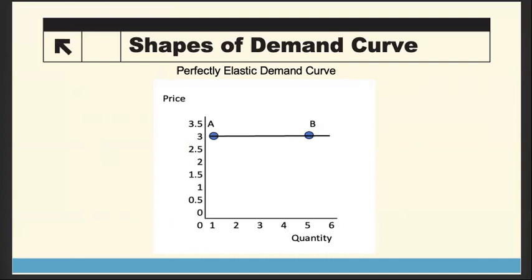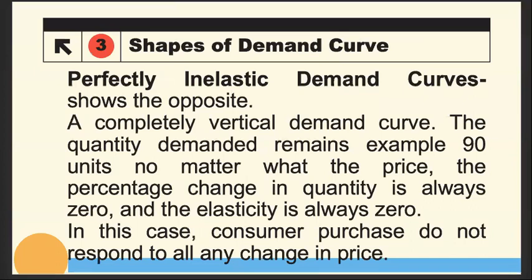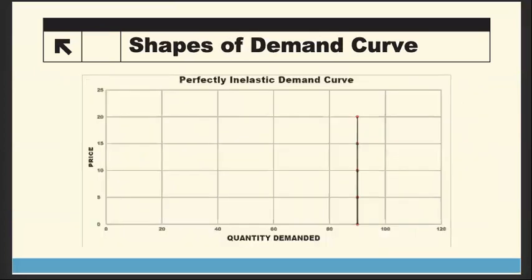All right. Now we can say that the demand curve is perfectly inelastic when it shows the opposite. It is a completely vertical demand curve, and the quantity demanded remains, for example, 90 units no matter what the price. The percentage change in quantity is always zero, and the elasticity is always zero. So in this case, consumer purchases do not respond at all to any changes in price. One example of this is the consumption of the staple food of Filipinos, which is rice. So in this example, we have perfectly inelastic demand.